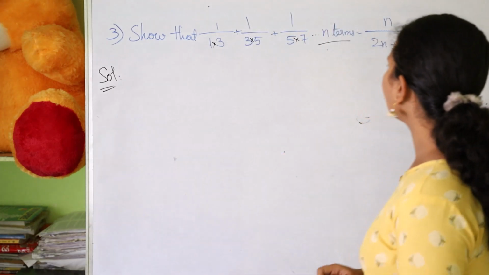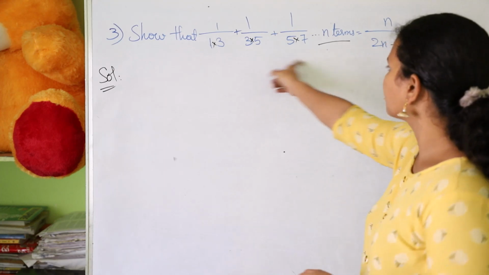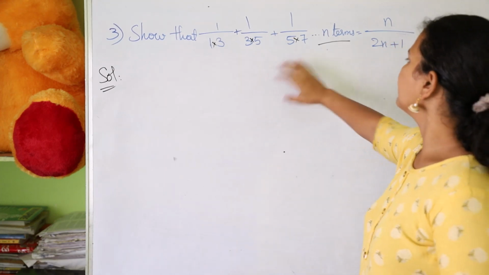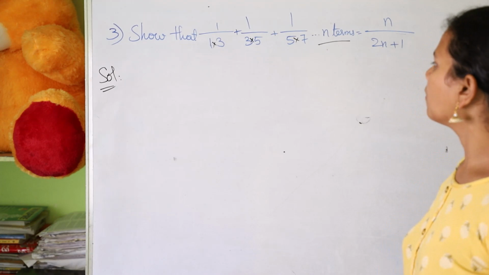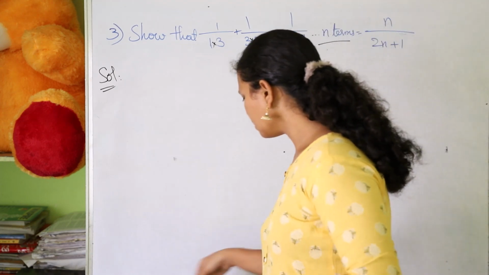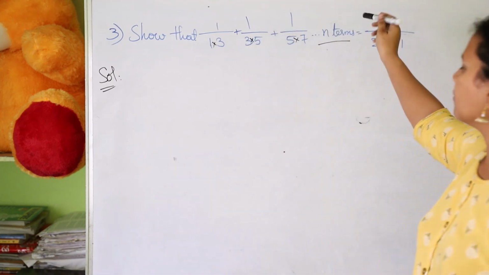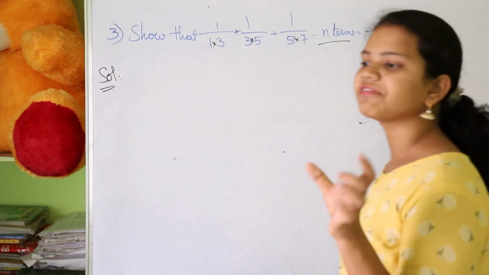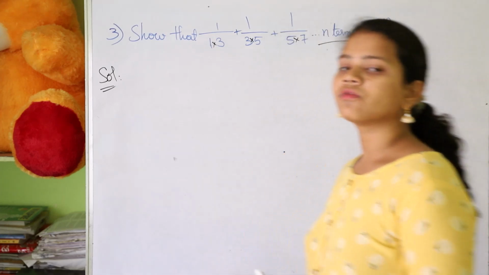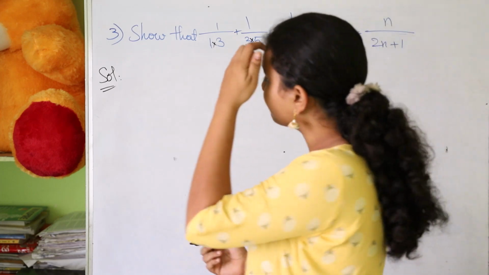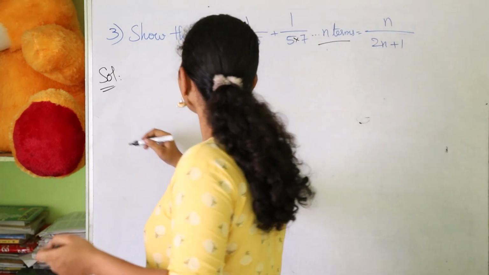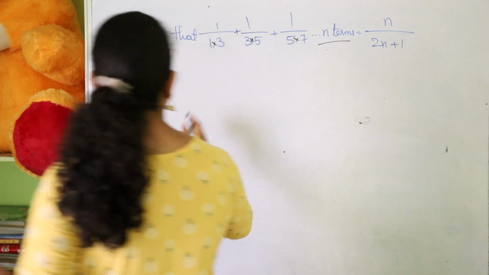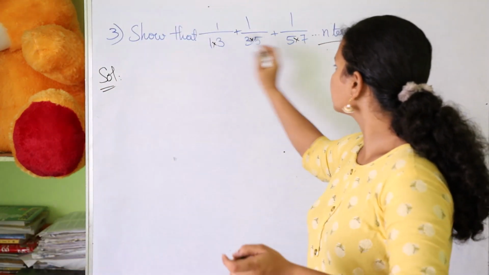So guys, what they have given is firstly these three terms, and they have given n terms. Now to solve this given question, you try to find the n value. You find the n value. To find the n value, just look at this one.